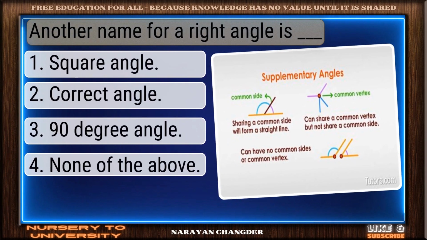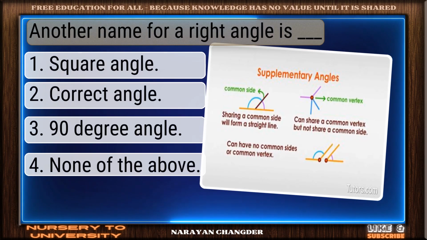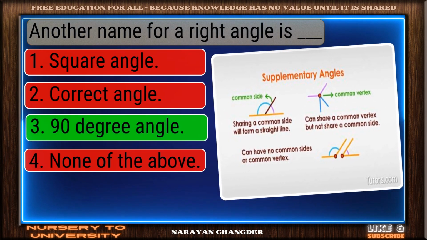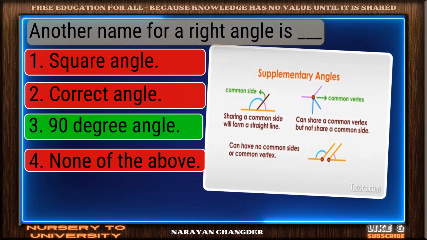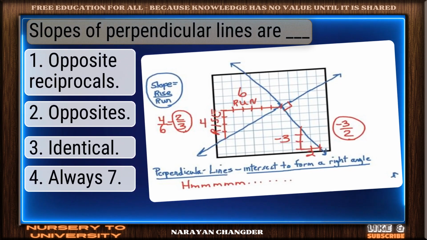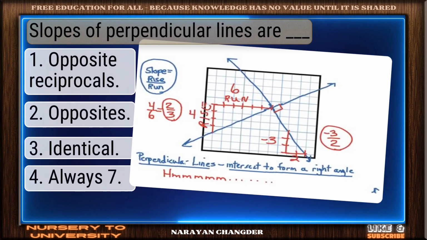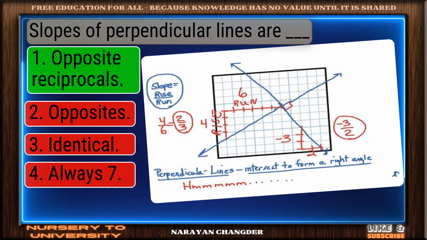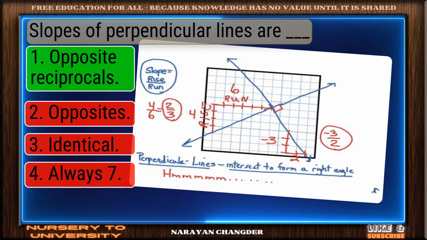Question number 249. Another name for a right angle is dash. Bravo. 90 degree angle is the answer. Question number 250. Slopes of perpendicular lines are dash. Nicely done. Opposite reciprocals is a solid answer.